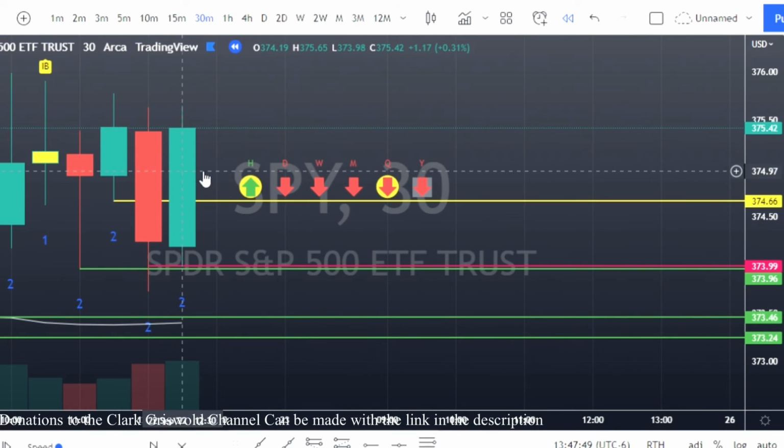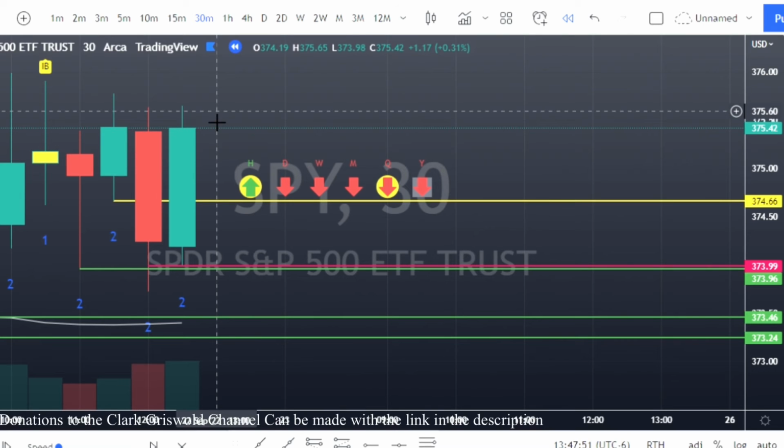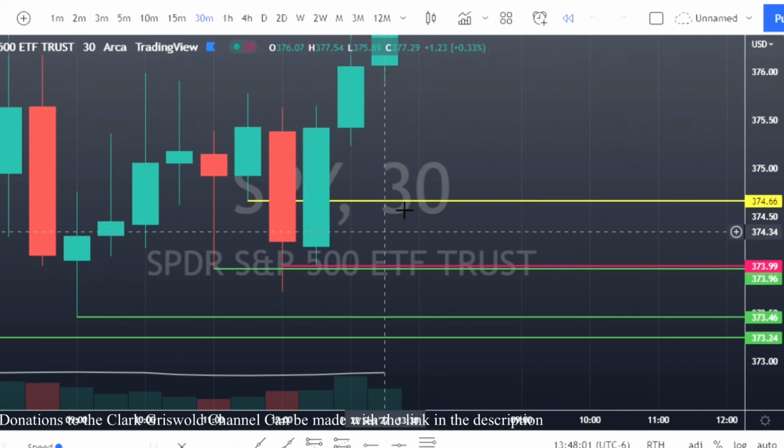So now we're at 12:30. We go to the next candle, and I think it just fast forwarded on me right to the end of the day. Here we go. This looks like live trading right now.